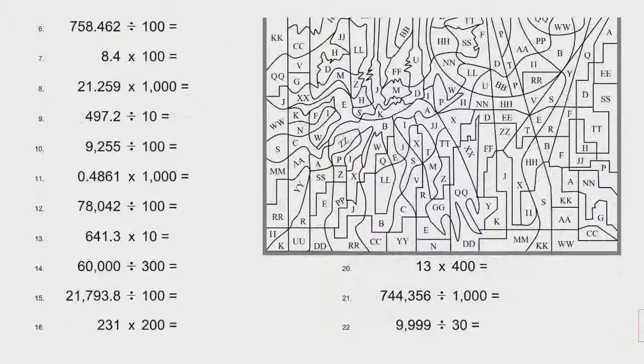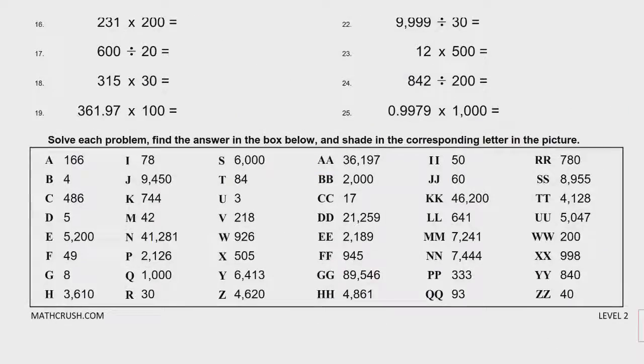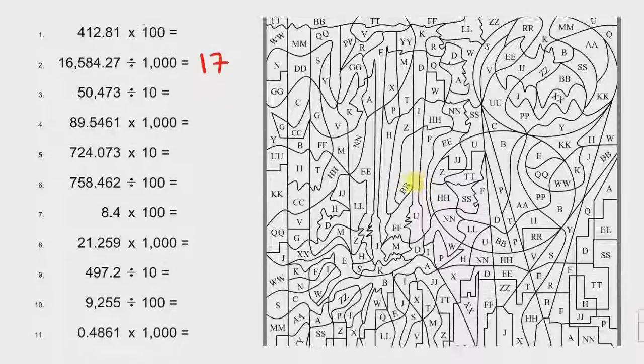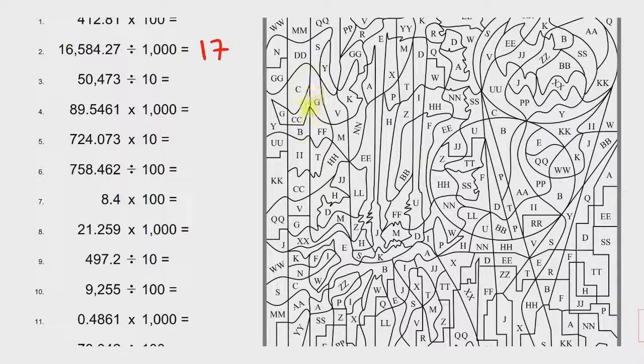And we'd come down here and find 17 in our little box, which is CC for 17. And we'd come back up here in our picture and we'd find all the CCs and shade them in. There's one right there, CC, CC, I see you. So we would shade this one in, and we do that for all the CCs we find. Let's do 2 more of these. And then I'll skip ahead a little bit and cover some of the more difficult ones.